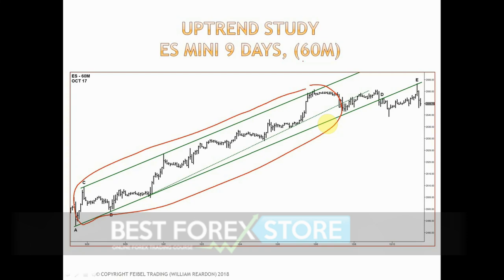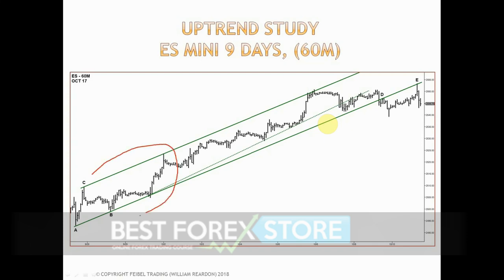Don't forget, this is a 60-minute time frame, and this has lasted one, two, three, four, five, up until that point, six days. So six days on a 60-minute time frame in an uptrend channel is quite a long time. Here, the trend is in its infancy.